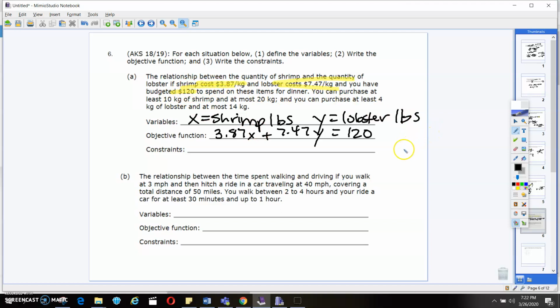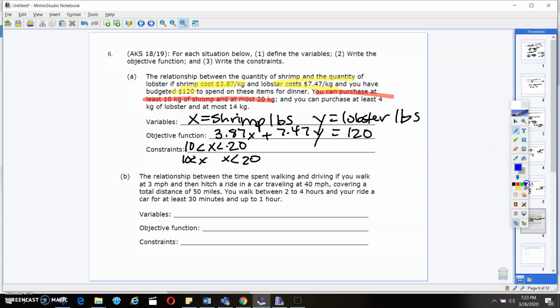Now, constraints. It tells me in here you can purchase at least 10 kilograms of shrimp and at most 20 kilograms. So X is going to be in between 10 and 20. So you could write it like this, or you can say X is bigger than 10 and then X is less than 20, or you can write that as this compound. It doesn't matter. It just depends on how you want to write it.